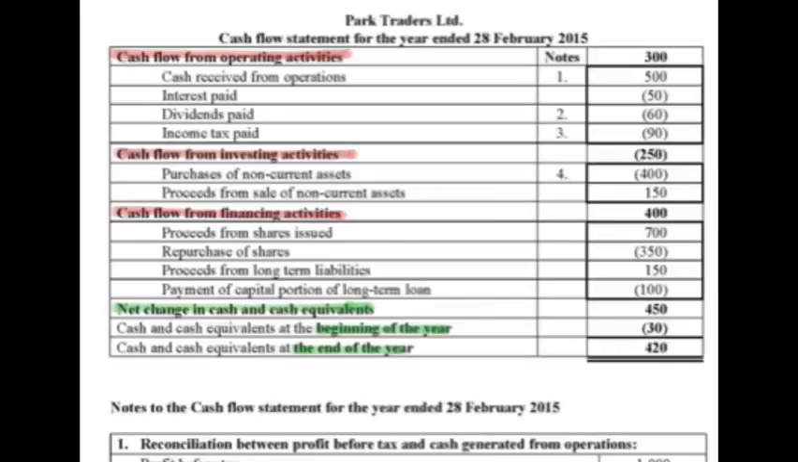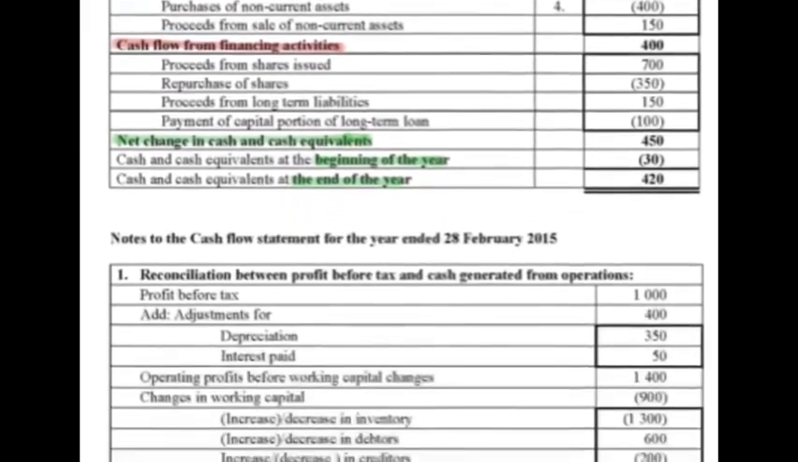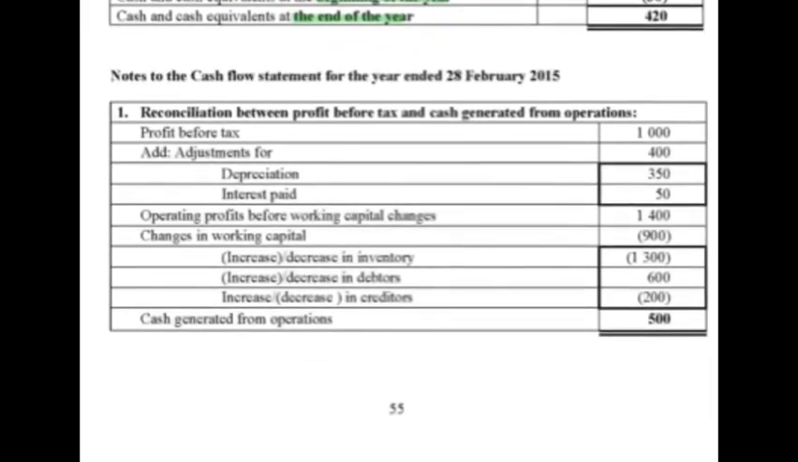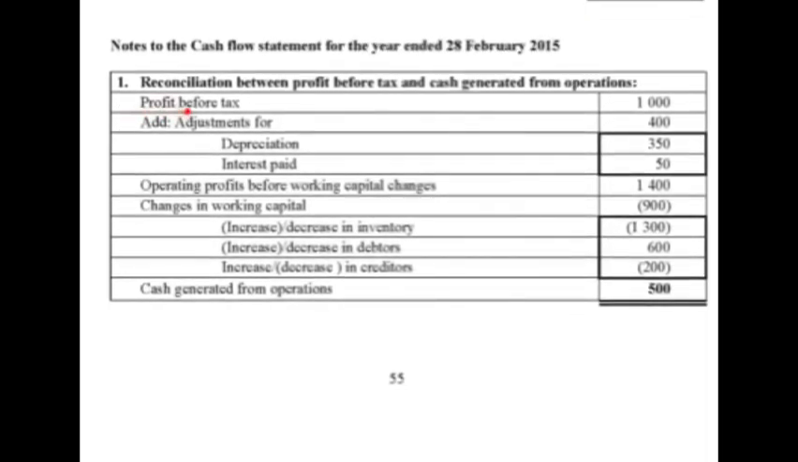To recap, our first bit of the cash flow statement is then completed. Our cash flow from operating activities. Our cash received from operations, interest paid, dividends paid, and income tax paid. Note number 1, note number 2, and note number 3. Note number 1, reconciliation between profits. We always start with profit before tax. We add back our adjustments to depreciation and interest paid. Then we do our changes in working capital, and we are left with our cash generated from operations.